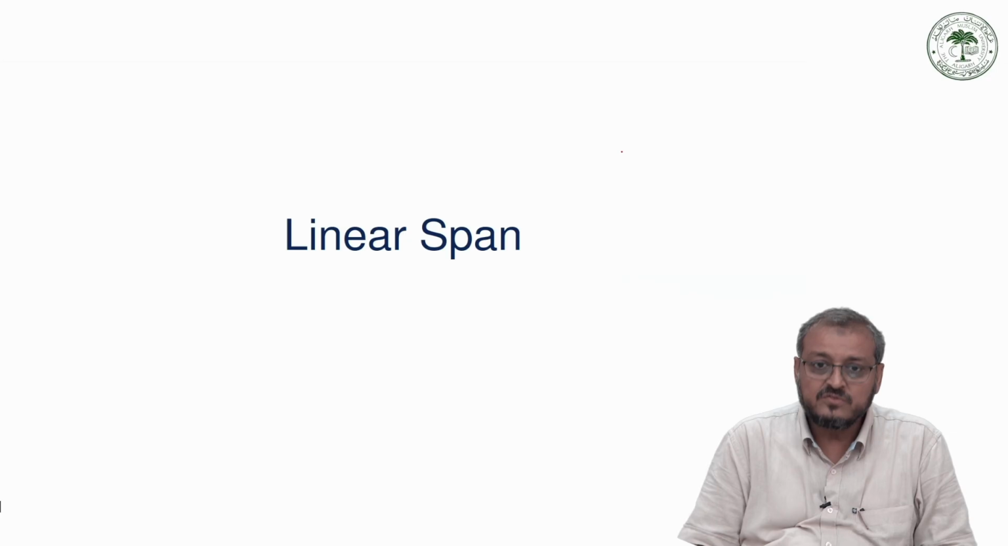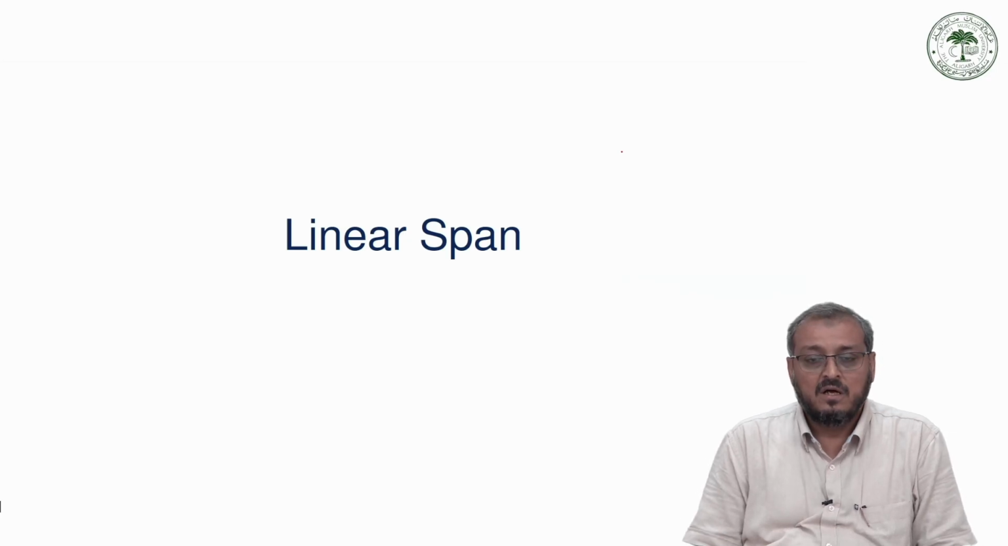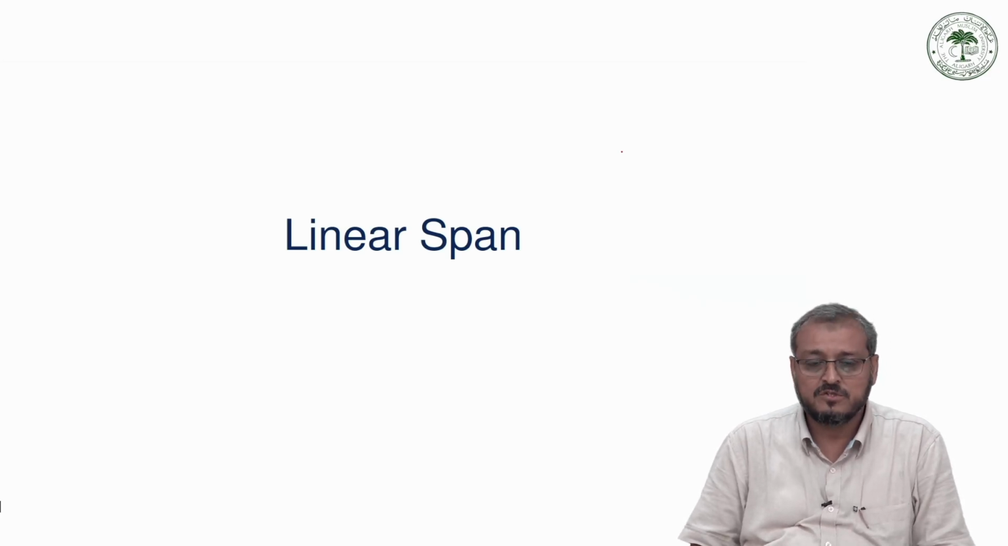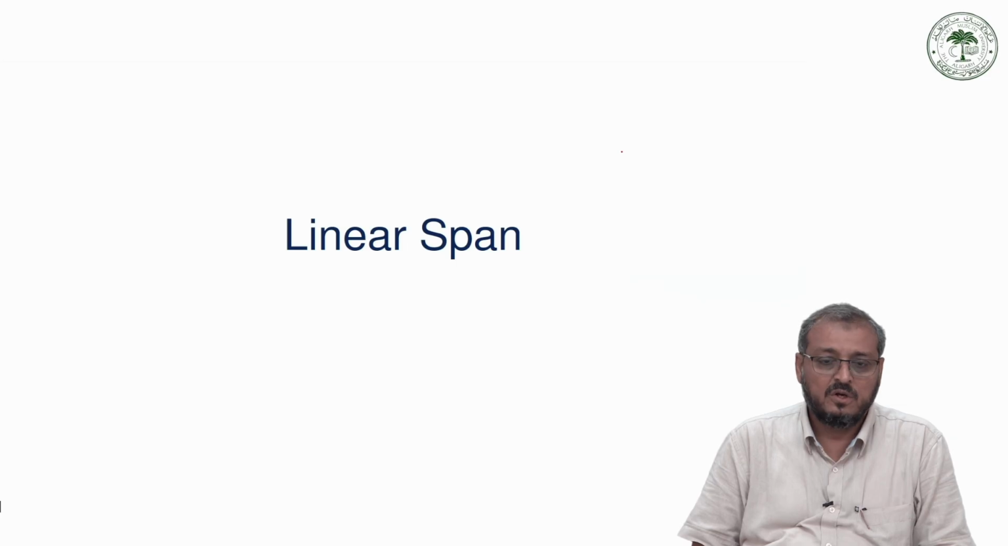In the last class, we discussed subspaces and proved some results for a subspace. We showed that the intersection of two subspaces is again a subspace, that the union of two subspaces need not be a subspace, and we also discussed that the sum of two subspaces is again a subspace.